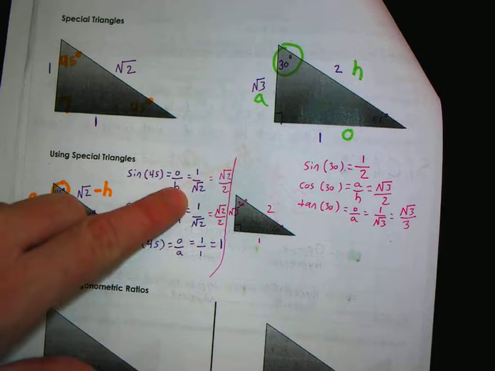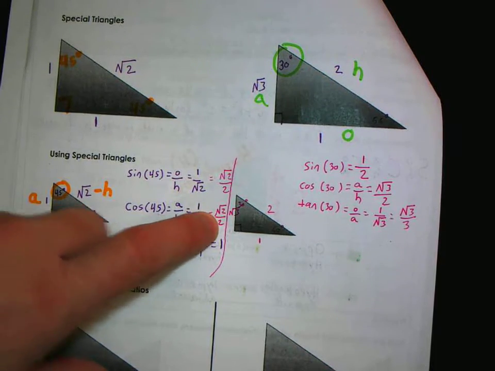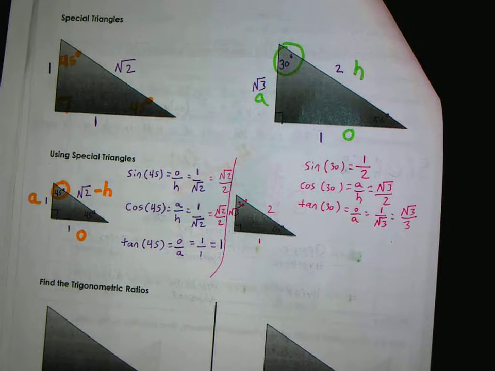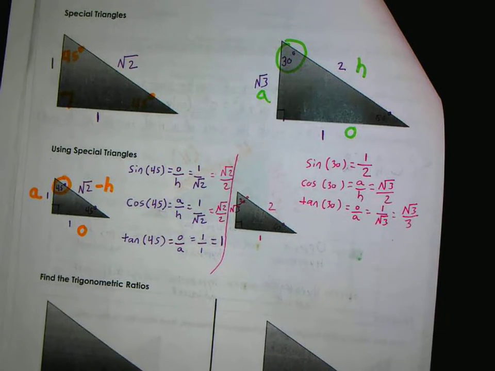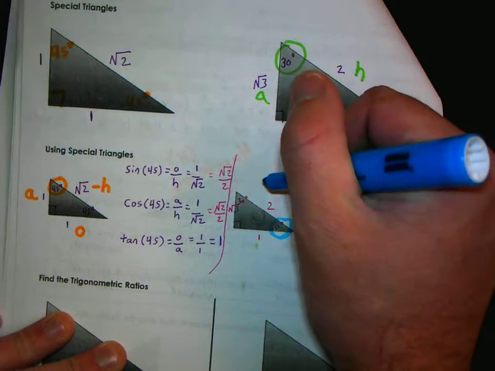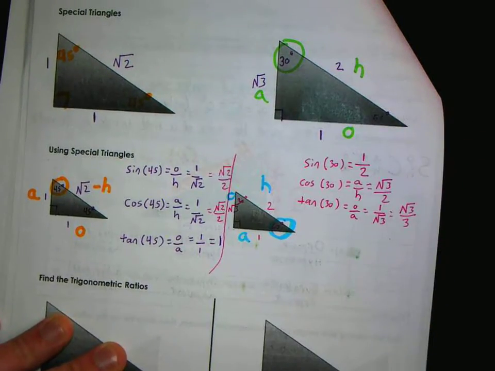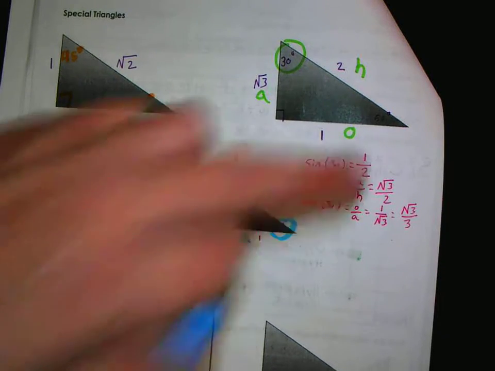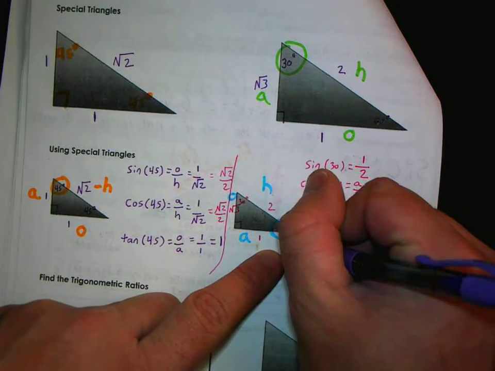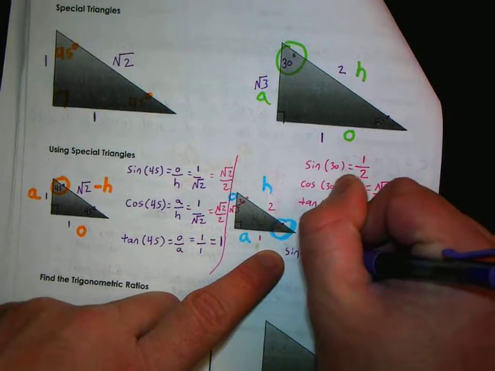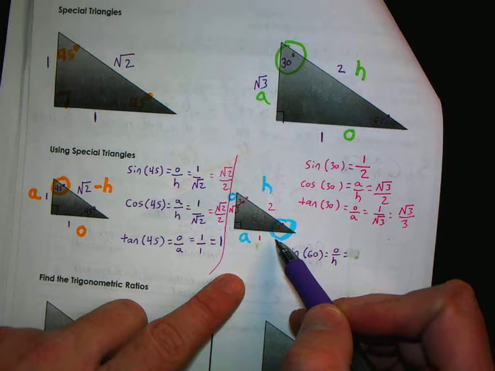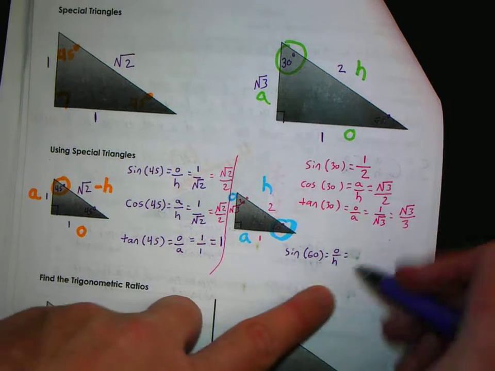So if you have 1 over square root of 2, that's the same thing as square root of 2 over 2. If you have 1 over square root of 3, that's the same thing as square root of 3 over 3. Okay? And then if we did sine, cosine, and tangent of 60, if I use that as my reference angle, well, this is still H, but now this is O, and that's my A. So notice A and O depend on the angle you're talking about. So sine of 60 is O over H. I'm using this one. It's square root of 3 over 2.